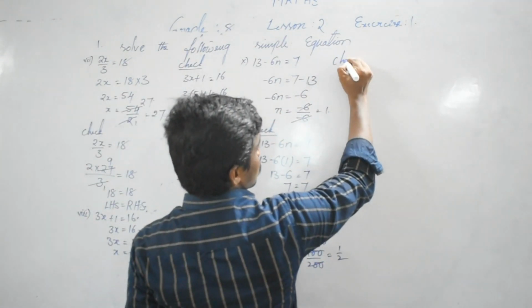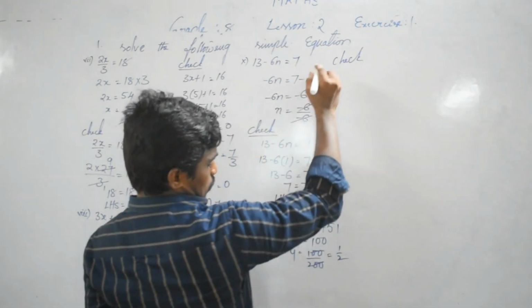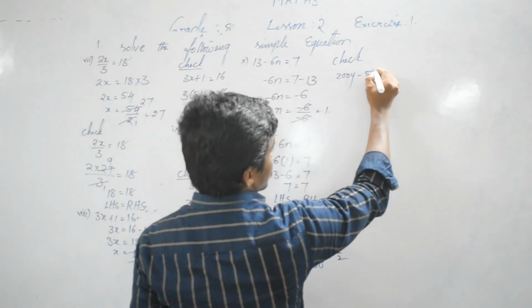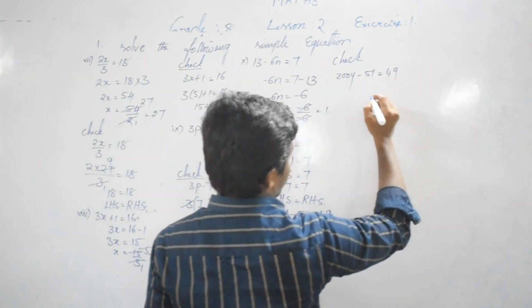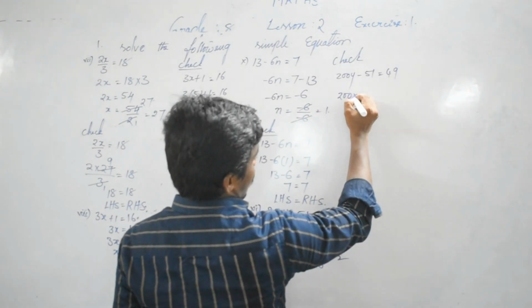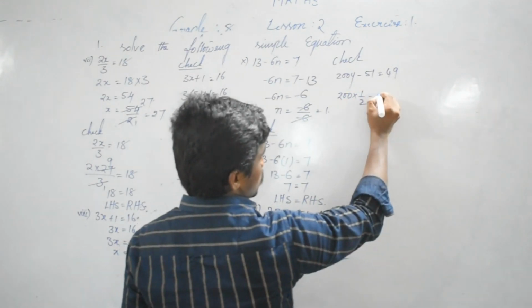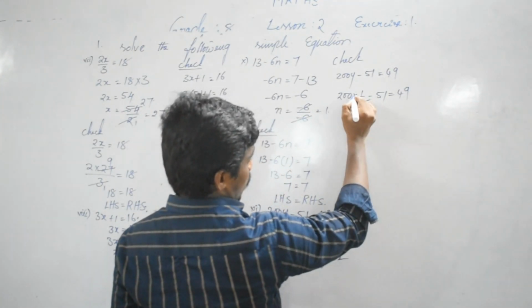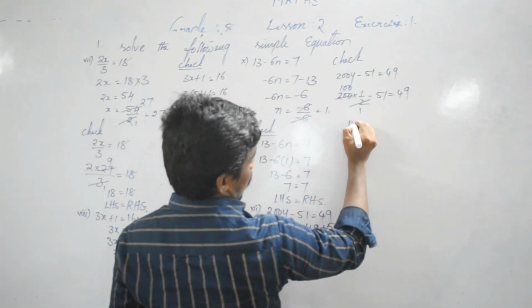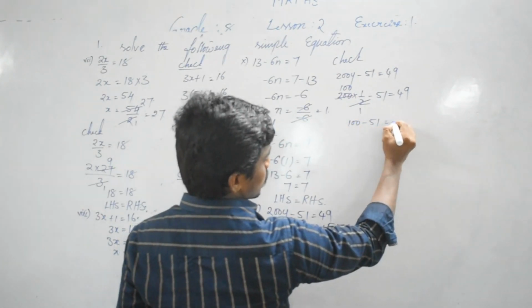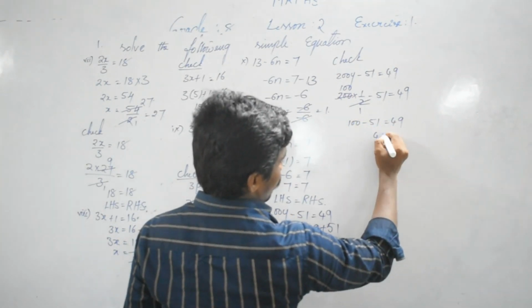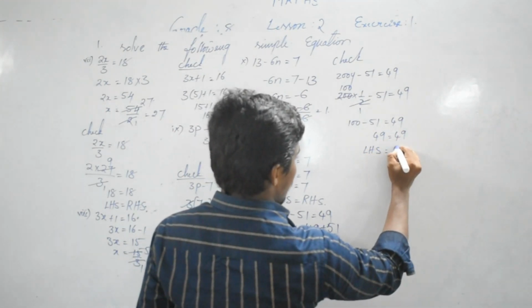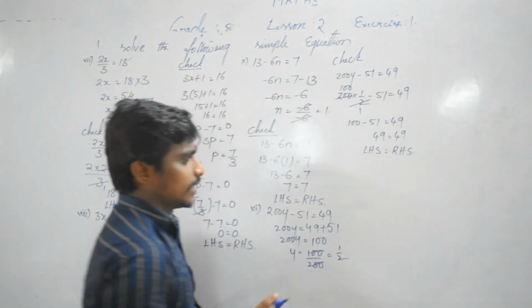Once we check. So 200y minus 51 is equal to 49. 200, y value 1 by 2. 51 is equal to 49. Now 2 ones are 2, 200 is 100. 100 minus 51 is equal to 49. 49 is equal to 49. LHS and RHS is equal.